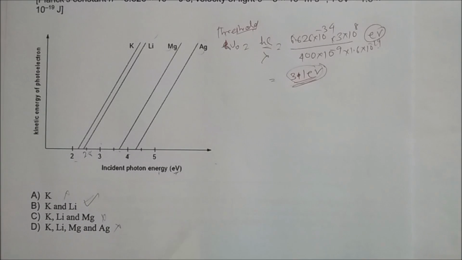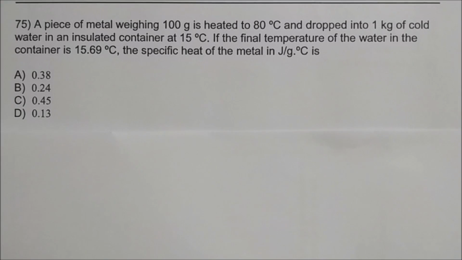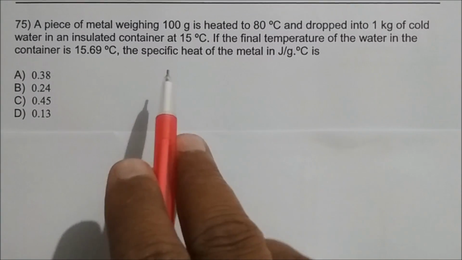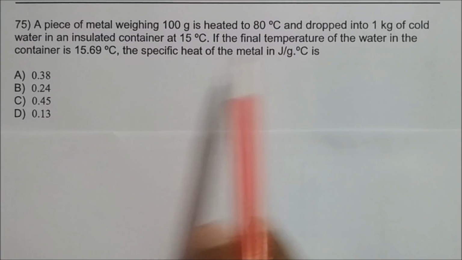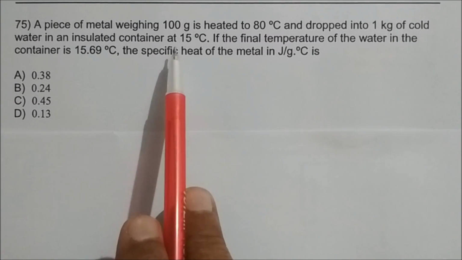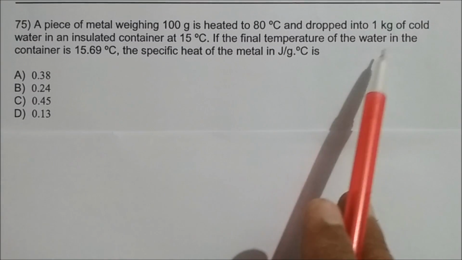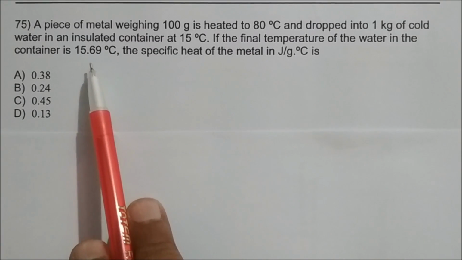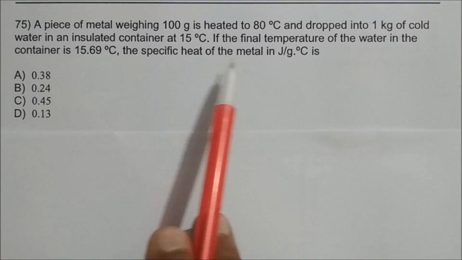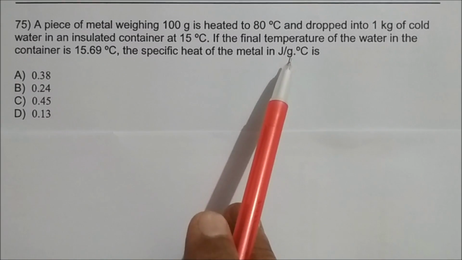A piece of metal weighing 100 gram is heated to 80 degrees centigrade, and it is dropped into 1 kilogram of cold water in an insulated container at 15 degrees centigrade. If the final temperature of the water in the container is 15.69 degrees centigrade, what is the specific heat of the metal in joule per gram per degree centigrade?